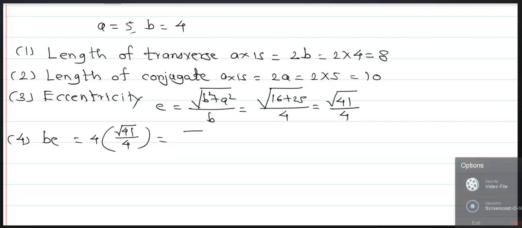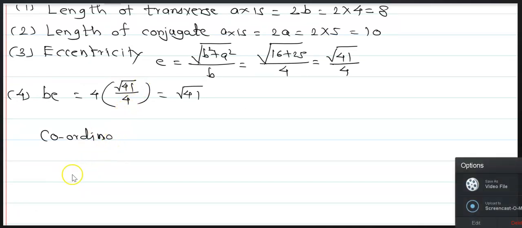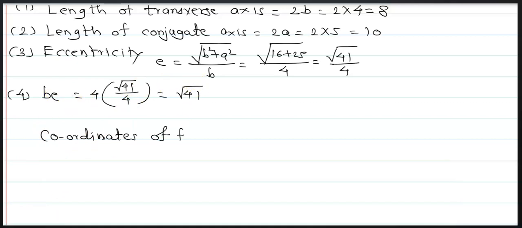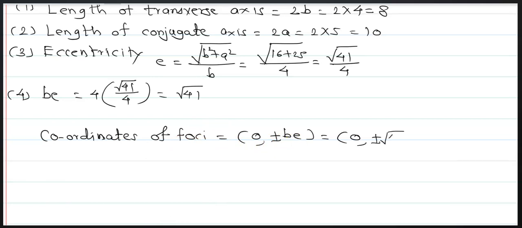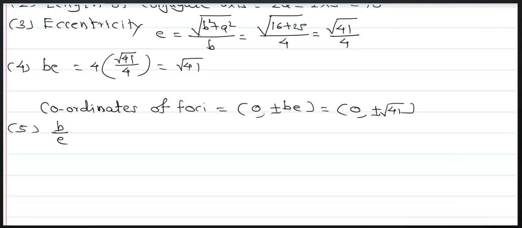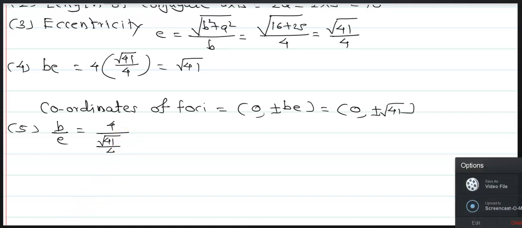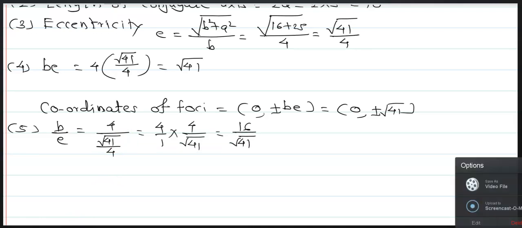Next is focus, that is ae. 4 into root of 41 upon 4, that is ae is equal to root of 41. Coordinates of the foci, that is 0, plus or minus ae, that is 0, plus or minus root of 41. a upon e is equal to 4 upon root of 41 upon 4, that is 16 upon root of 41.